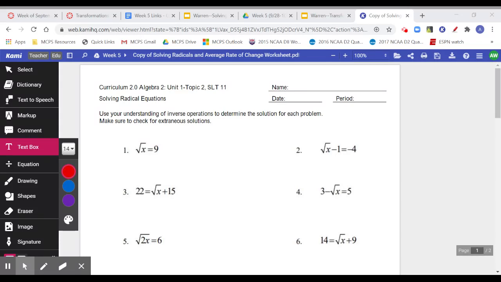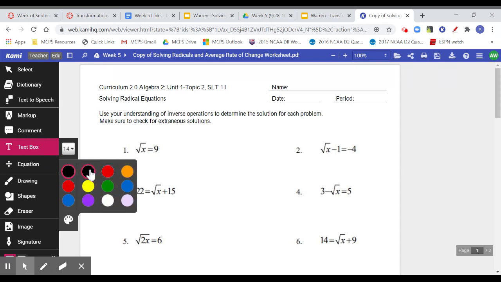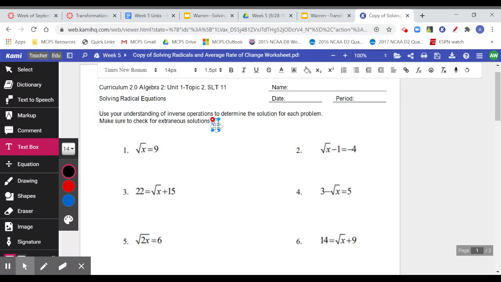So here we have some example problems, but before we go ahead and start them, I want to remind us of the 4 steps to solving radical equations, because solving radical equations is a little different than solving some of the types of equations we've solved before. So I'm just going to go ahead and write a list of the steps.